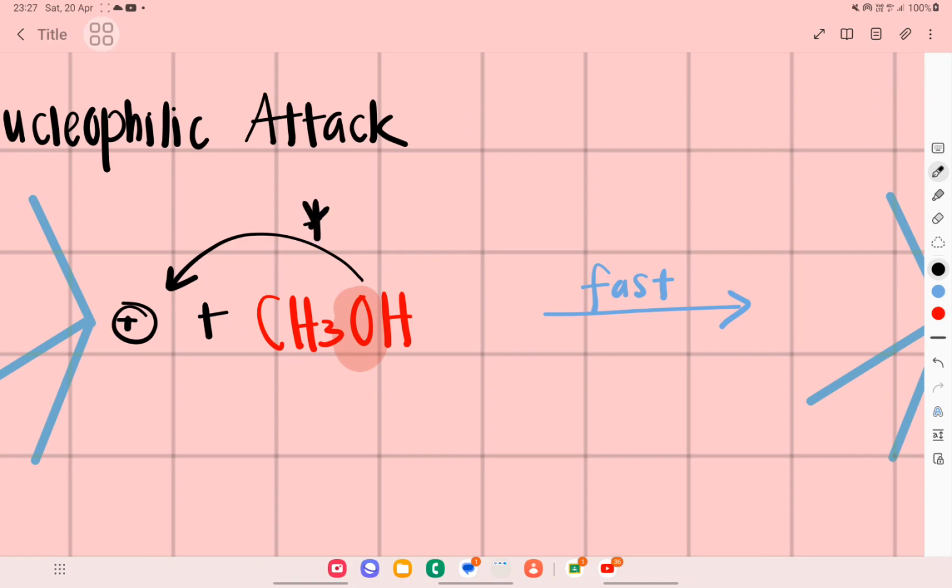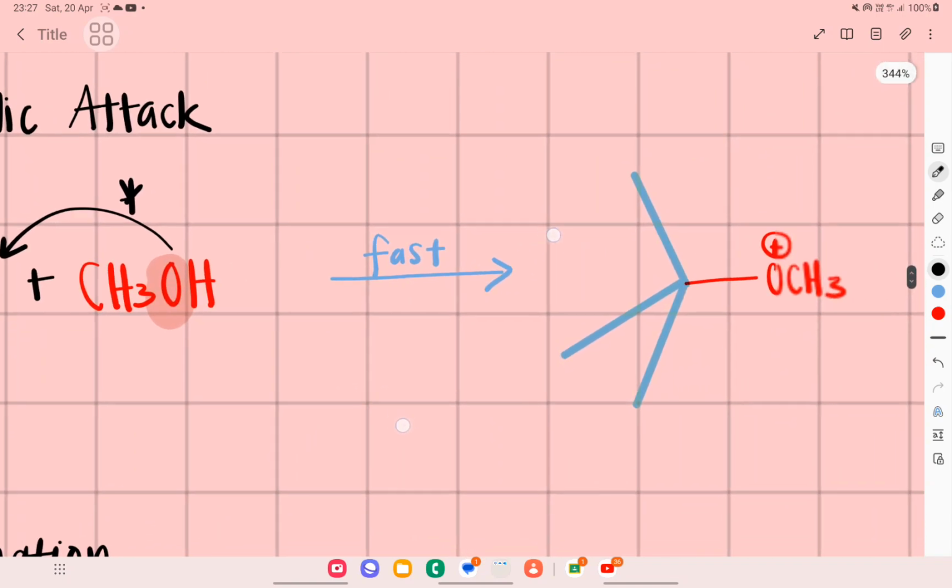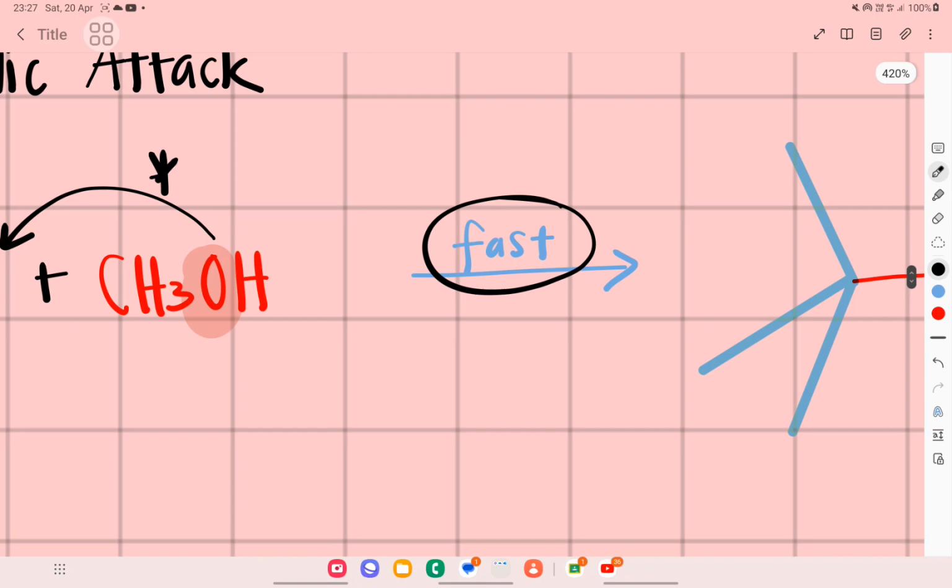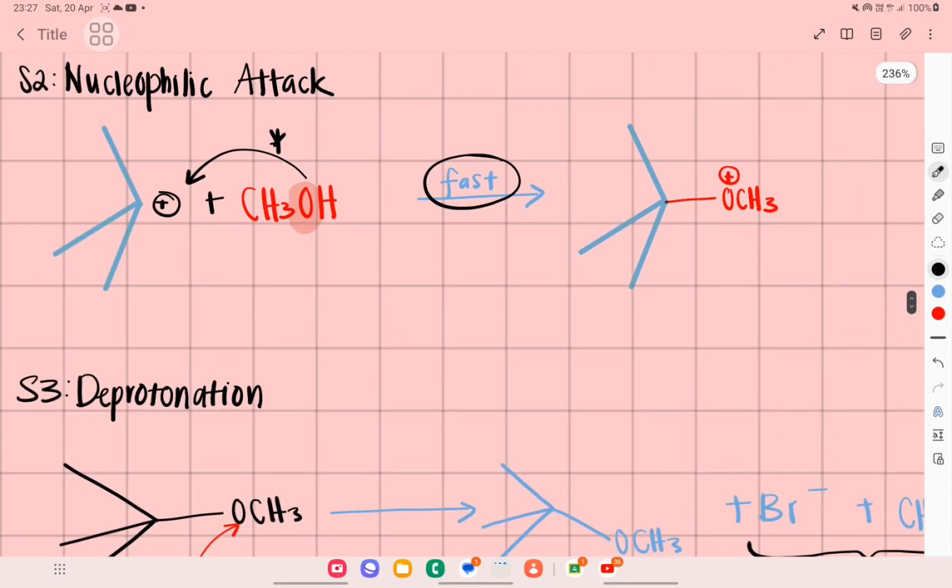Now, moving on. The combination of high nucleophile concentration, the reactivity of the carbocation intermediate, and the stabilizing effects of the solvent contribute to the fast nature of the nucleophilic attack by methanol in the SN1 reaction. This step will generate the intermediate, protonated methanol.